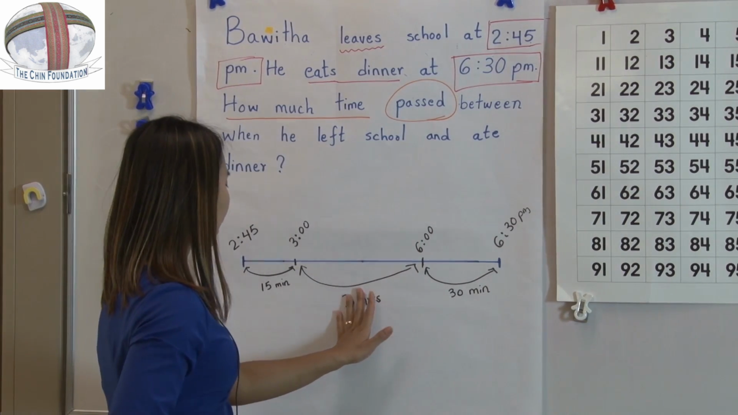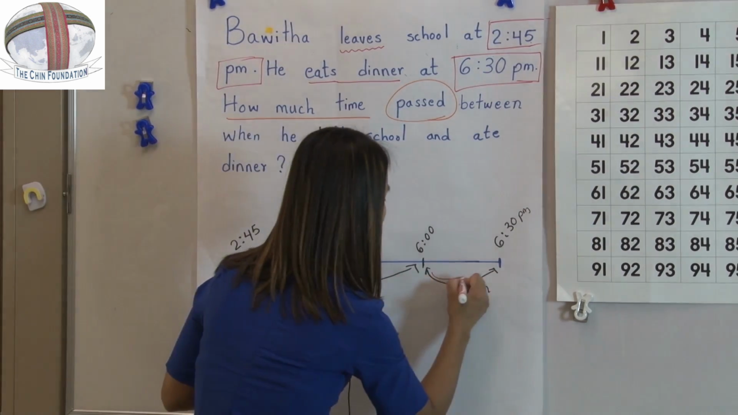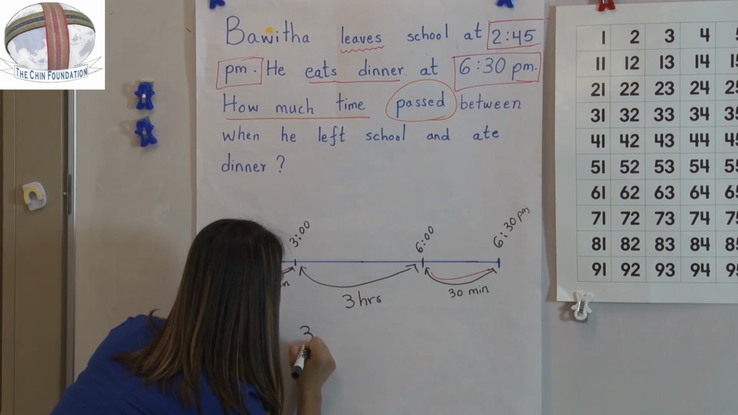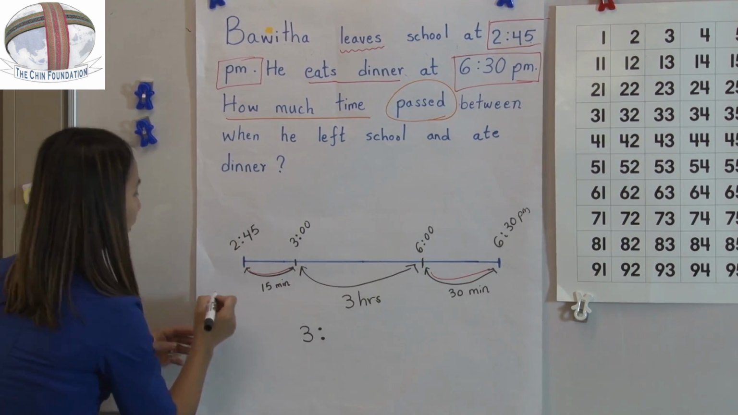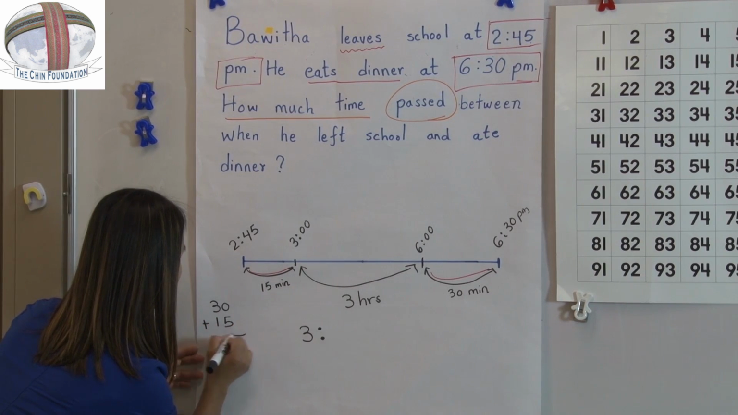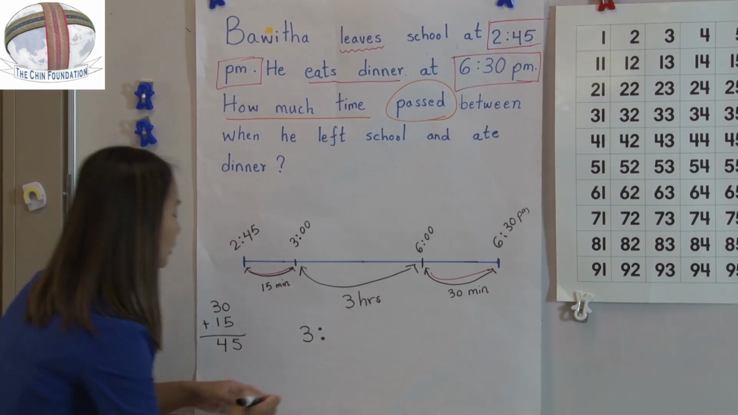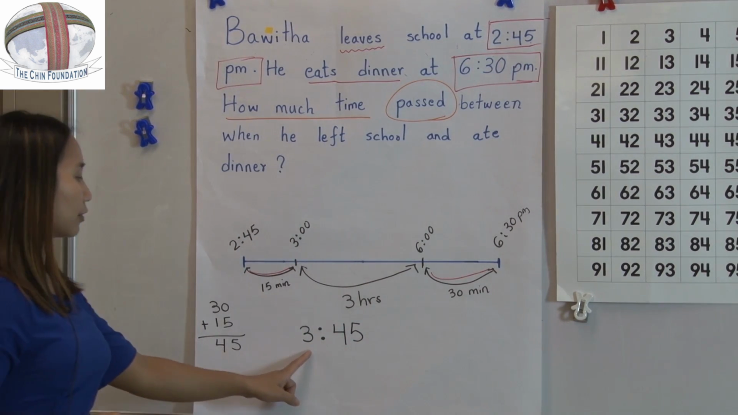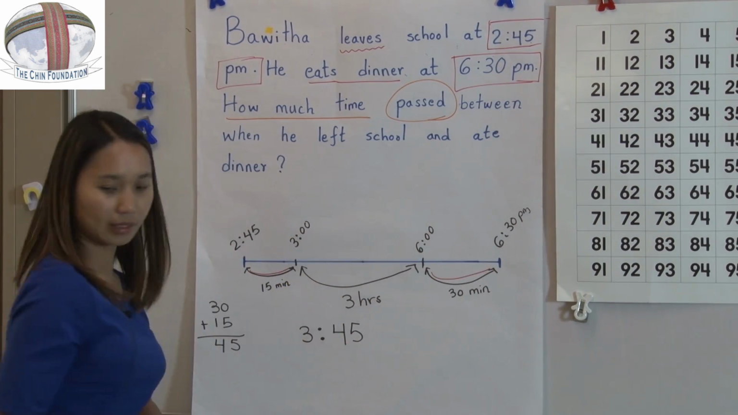I need to add the hours and add the minutes. These are minutes. This is hours. So 3 hours, and I need to figure out how many minutes. So 30 plus 15 is equal to 45 minutes. Okay, so it takes 3 hours and 45 minutes between these times. Okay?